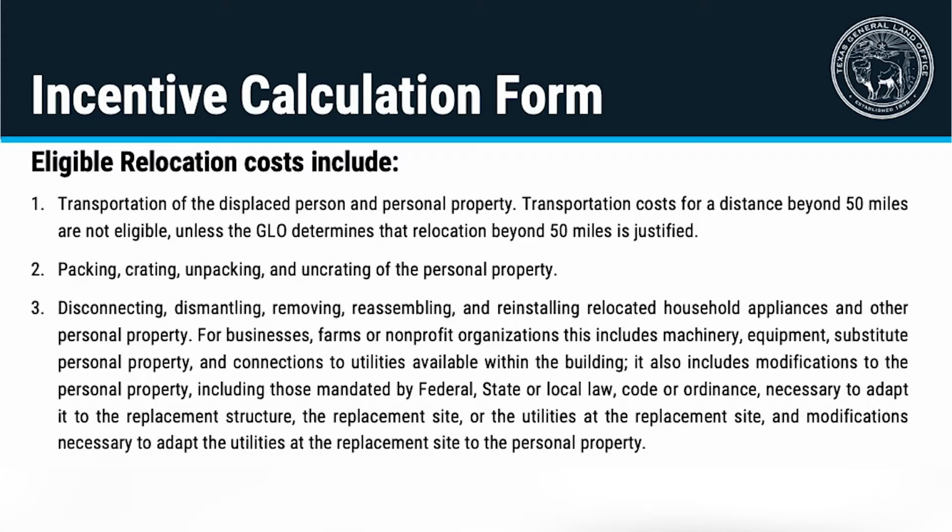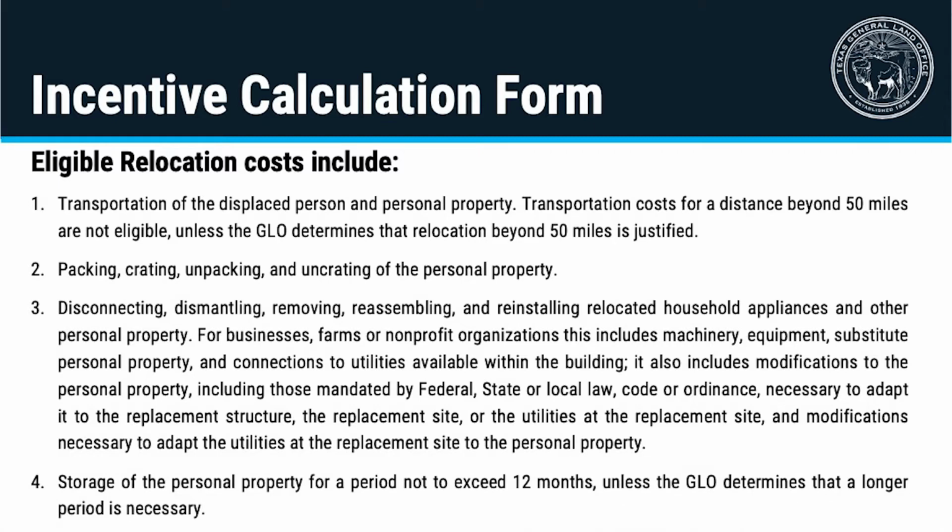For businesses, farms, or nonprofit organizations, this includes machinery, equipment, substitute personal property, and connections to utilities available within the building. It also includes modifications to the personal property, including those mandated by federal, state, or local law, code, or ordinance, necessary to adapt the replacement structure, the replacement site, or the utilities at the replacement site, and modifications necessary to adapt the utilities at the replacement site to the personal property.